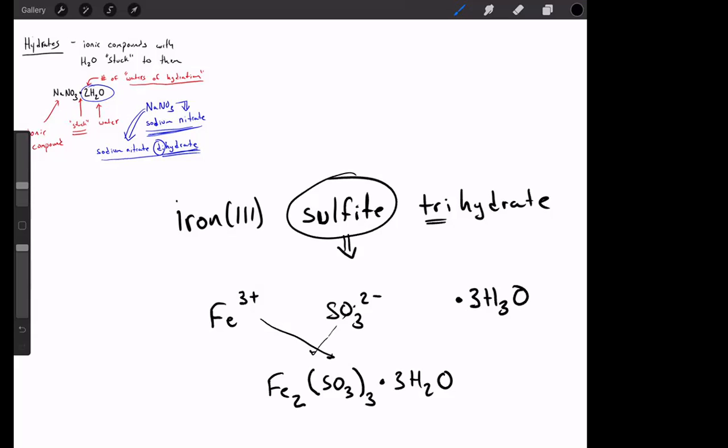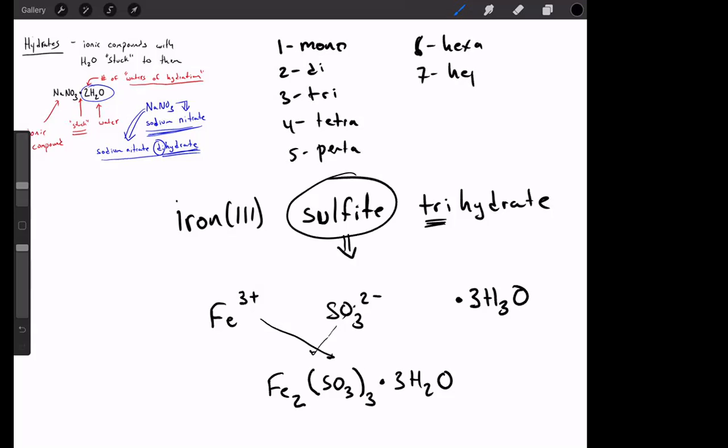And so what about these prefixes here? What do we use for 1? Mono, 2, di, 3, tri, 4, tetra, 5, penta, 6, hexa, 7, hepta, 8, octa, 9, nona.